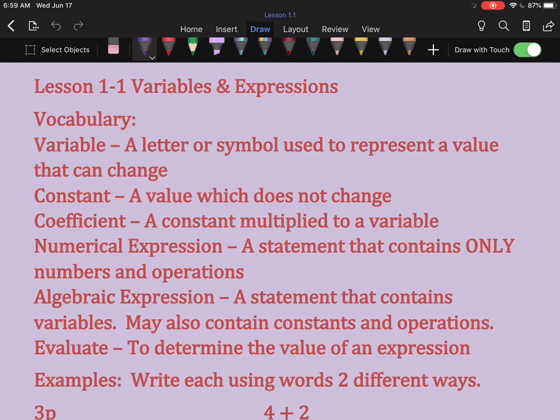Chapter 1, Lesson 1 of Algebra 1. This is going to feel very familiar. We've seen this in 6th grade math. We've seen this in pre-algebra. We're going to talk about variables and expressions.